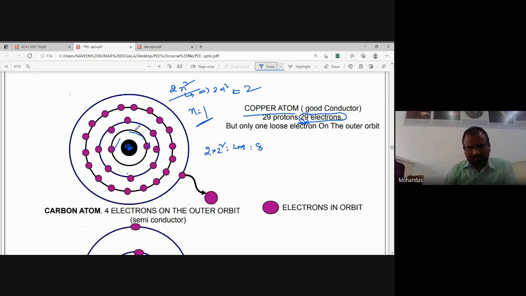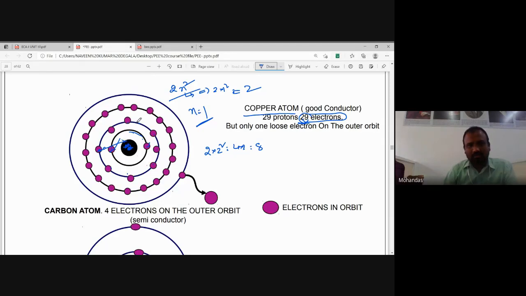Now, if you come to the energy levels, the electron present in the first shell is strongly bound by the nucleus. It is very difficult to detach that electron because it is nearer to the nucleus. And if you take a second shell electron, the energy level is somewhat higher. That means it is somewhat weakly bound by the nucleus.